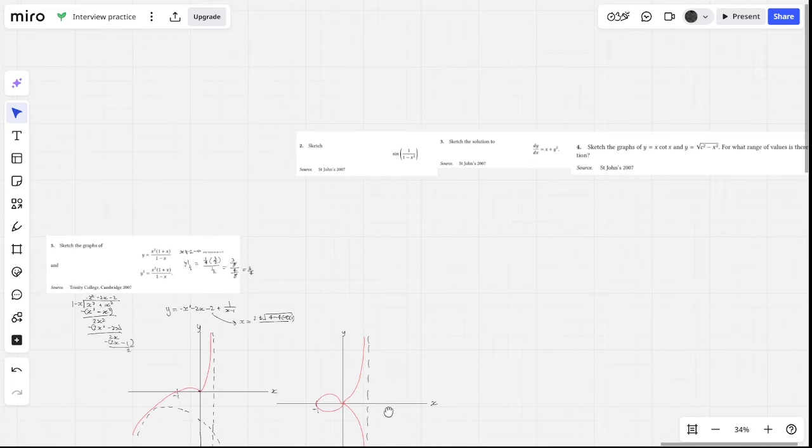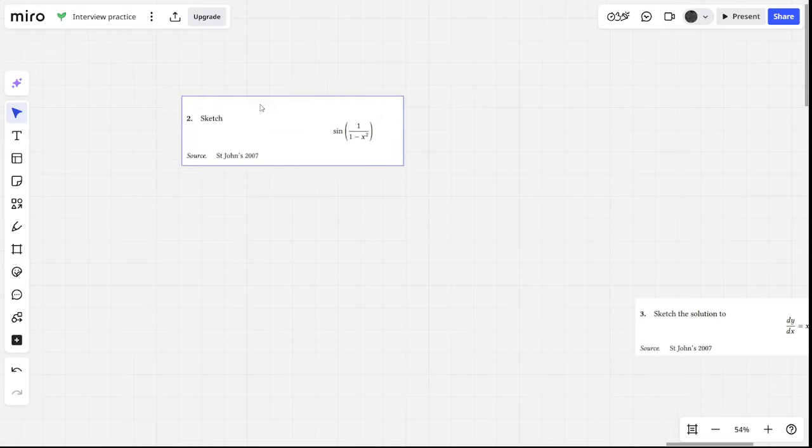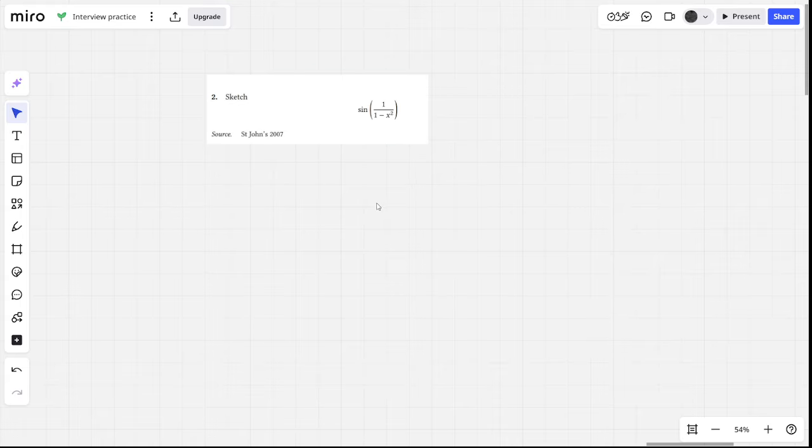Okay, now moving on to the next question, which is going to be this one. I'm going to move up. Okay, this is a more interesting one, partly because I've never seen something like it. Okay, so how do I think about this?